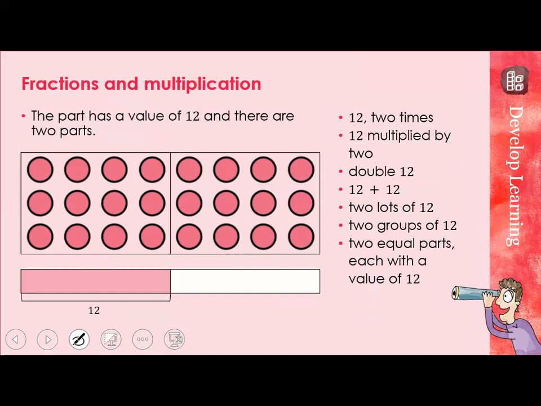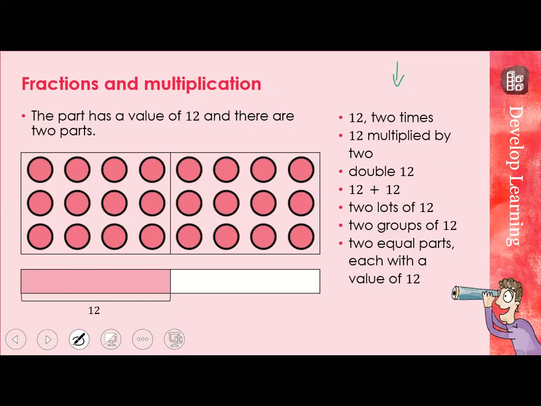Here are not all of the different ways, but many of the different ways that on the right here you could refer to this array. Now I've got 24 circles in total. I know that because I've got 1, 2, 3, 4, 5, 6, 7, 8. I've got 8 in each row and I've got 3 rows. I know that 8 times 3 is 24. So have a look at this representation. There are so many different things that I could talk about here.